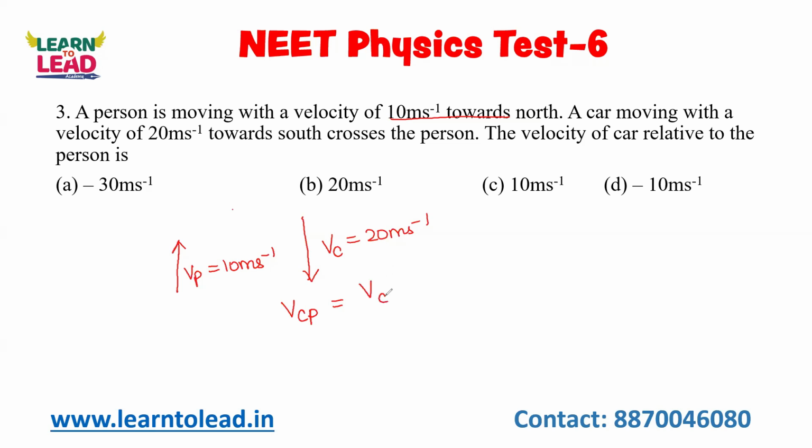So velocity of car minus, with respect to direction, you can take it as minus 20 meters per second. When both the objects are traveling in opposite direction, the sum of two speeds will give you the relative velocity. So 10 plus 20, 30, minus 30 meters per second is your answer.